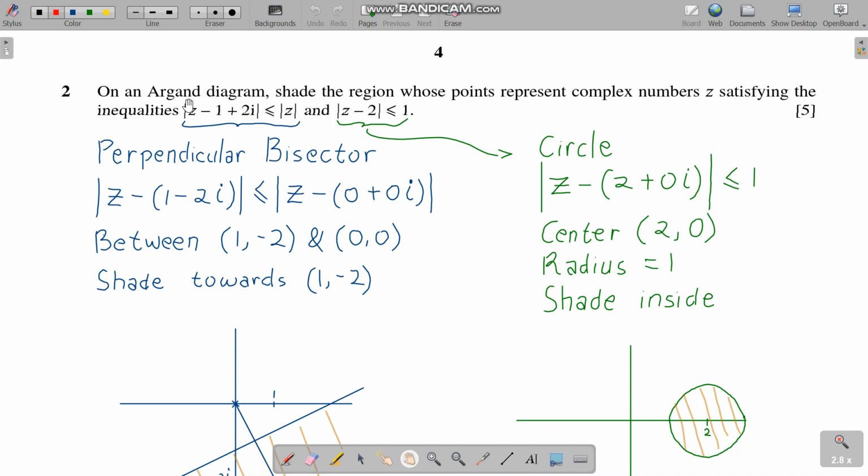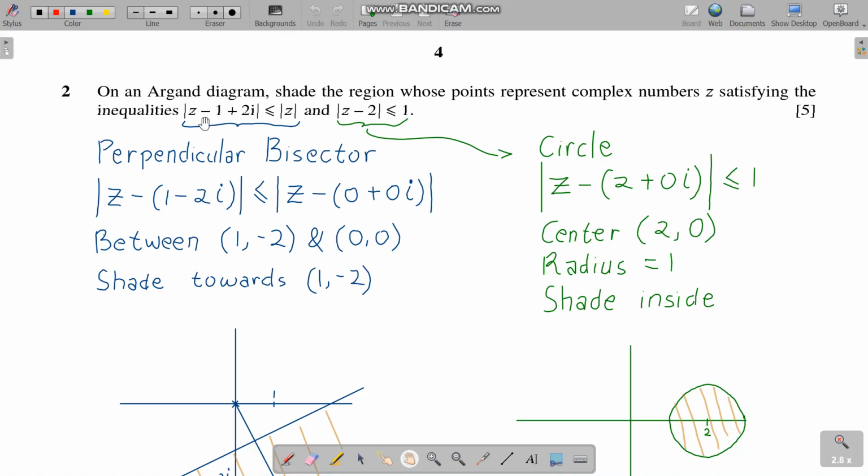This is about complex numbers. On an Argand diagram, shade the region whose points represent complex numbers z satisfying the inequalities. The modulus of z minus 1 plus 2i is less than the modulus of z, and the modulus of z minus 2 is less than or equal to 1.